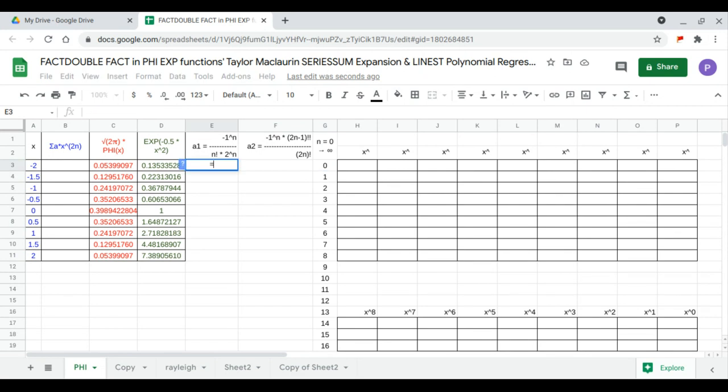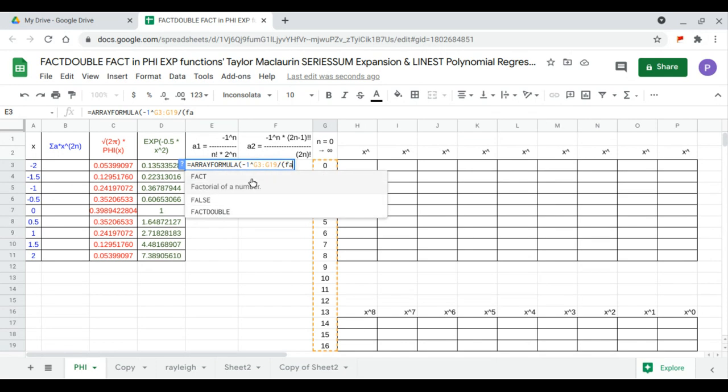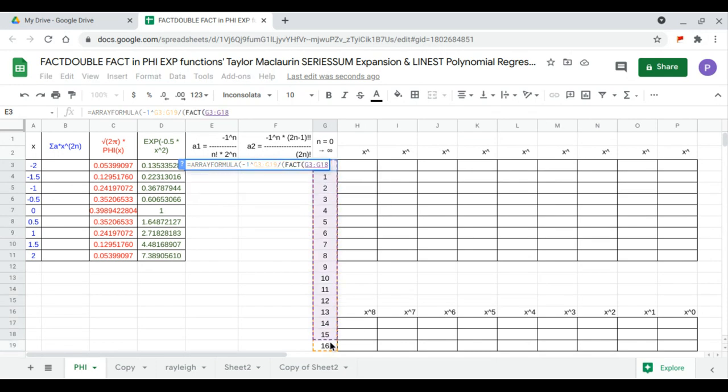Continue with the factorial coefficient, so array formula. That is array formula: -1 raised to the power n, divided by, there are two parts, factorial of n. That's the first part. The second part of the denominator is 2 to the power n. That's 2 to the power n. Then enter.